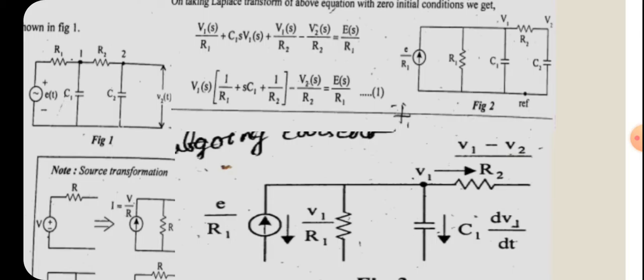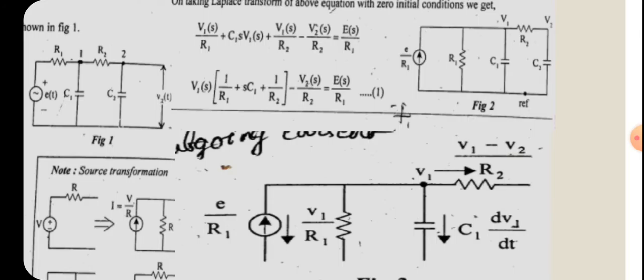All the currents except the current source are flowing outwards. So we can write KCL, or Kirchhoff's current law: the algebraic sum of incoming current to a node will be equal to the outgoing current from that node. What is the incoming current? E by R1 is the incoming current and all the other currents are outgoing. The current through the resistor is V1 by R1. The current through the capacitor is C1 into dV1 by dt, and the current through resistor R2 is V1 minus V2 by R2.